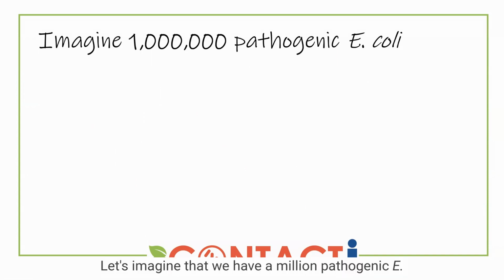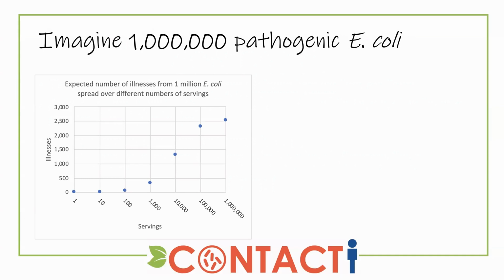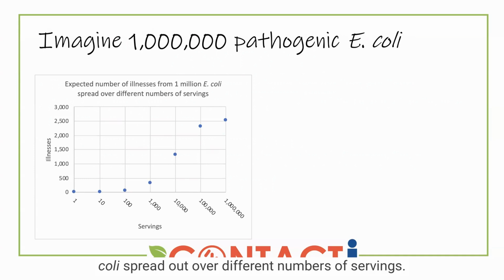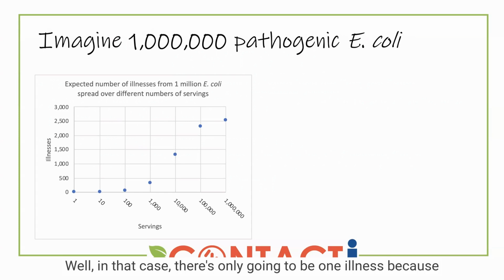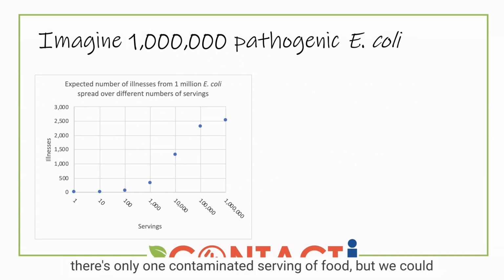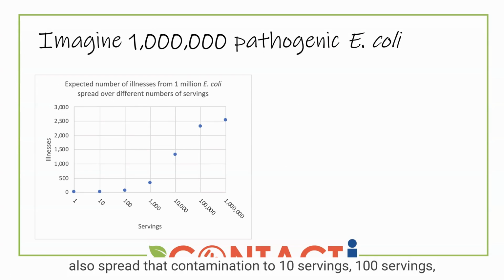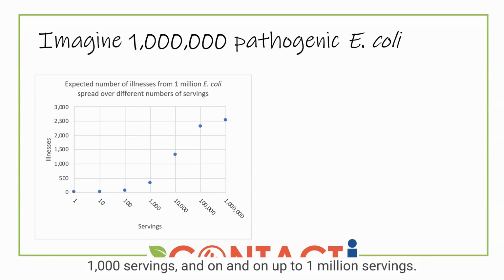Let's imagine that we have 1 million pathogenic E. coli, and we can control how those organisms are distributed in samples of food. Let's imagine those 1 million E. coli spread out over different numbers of servings. For example, we can put all 1 million into one serving of food. In that case, there's only going to be one illness because there's only one contaminated serving of food. But we could also spread that contamination to 10 servings, 100 servings, 1,000 servings, and on up to 1 million servings.